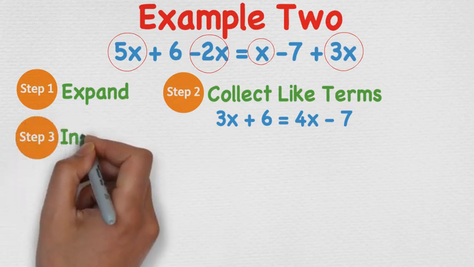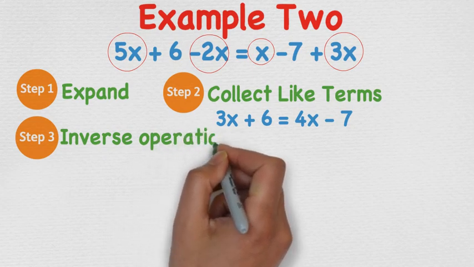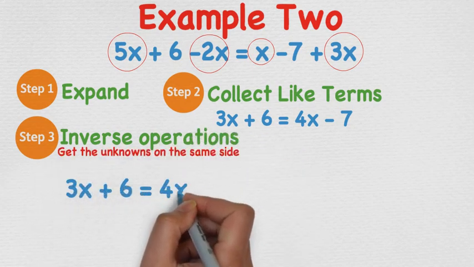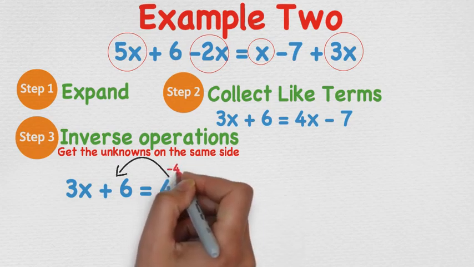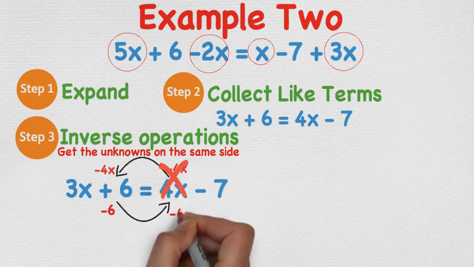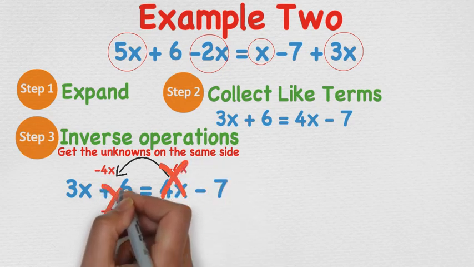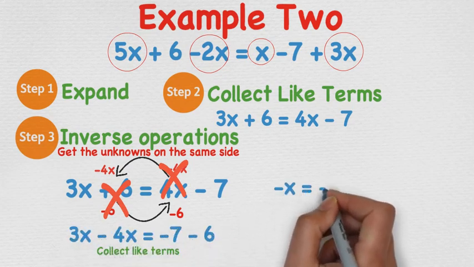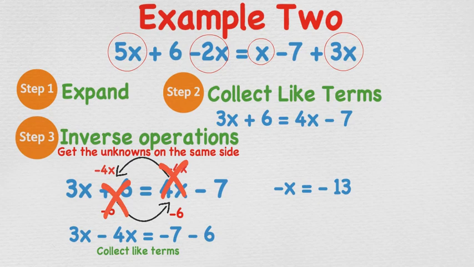On to step 3, which is inverse operations, to again get the unknowns on the same side. To do this, we move the 4x to the left by subtracting 4x from each side, meaning they cancel out on the right side. We do the same method to move the 6 to the right side. Once we collect the like terms, like previously, we are left with negative x equals negative 13.